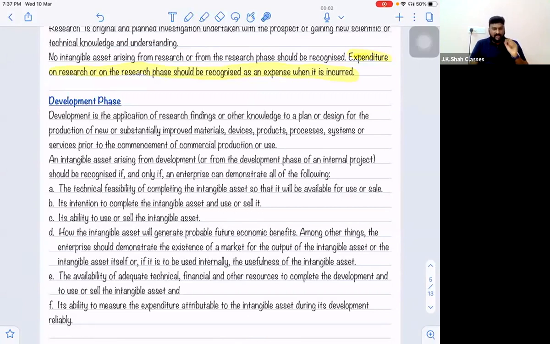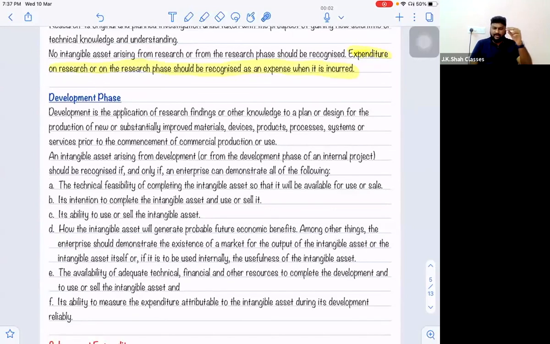Right? So here we complete with the measurement of cost. Anybody with any query with respect to research and development, you can please ask. Research and development, any query you can ask. If not, I will proceed. I think it is clear, nobody is raising any query.